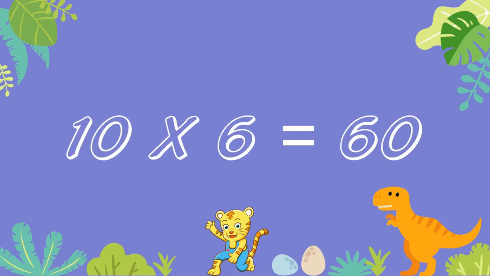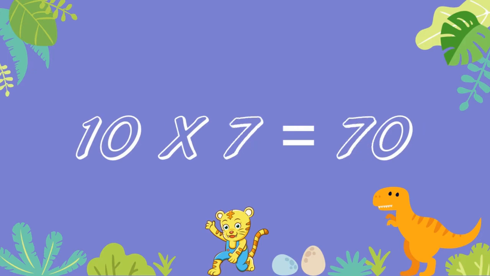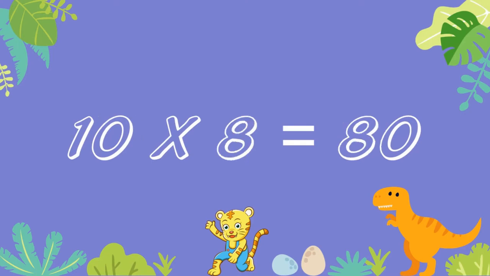10 sixes are 60. 10 sevens are 70. 10 eights are 80.